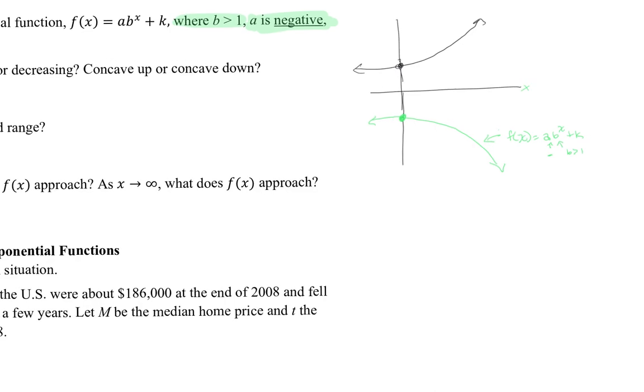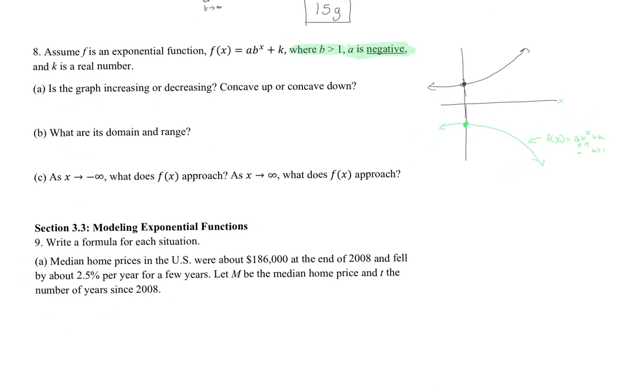So now to answer that question, it says, is the graph increasing or decreasing? From what we can tell in our picture here, we can say our graph is decreasing. And then it asks concave up or concave down. Just from the looks of this graph here, it's concave down.